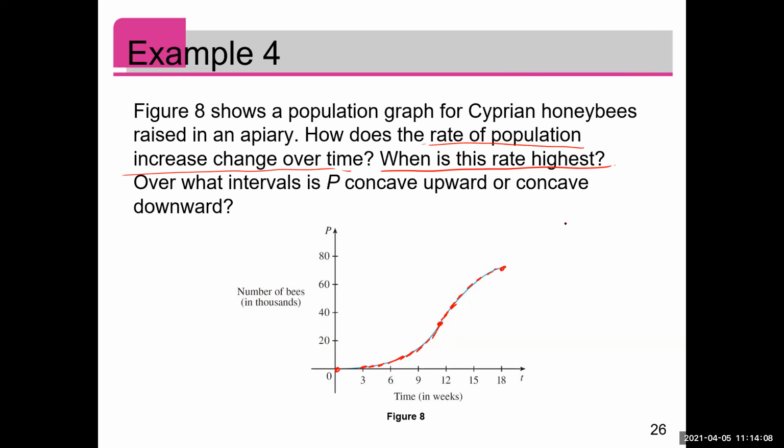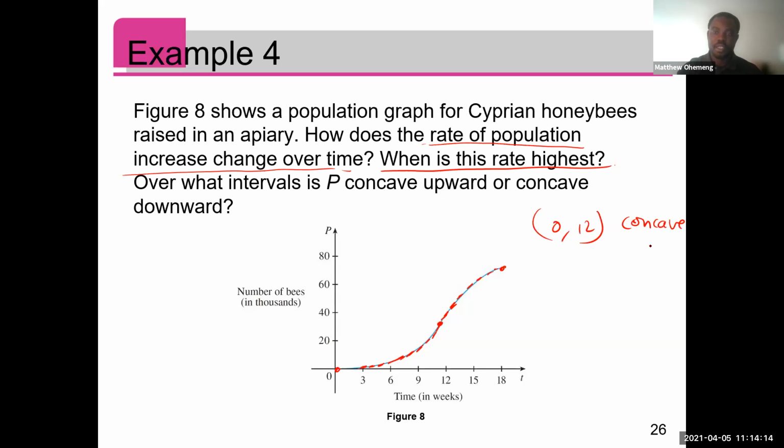0 to 12 for upward and 12 to 18. Okay, thank you so much, Daniel. Concave upward and then 12 to 18 for concave downward, right? Yeah, and that's precisely correct. That is true. Perfect.